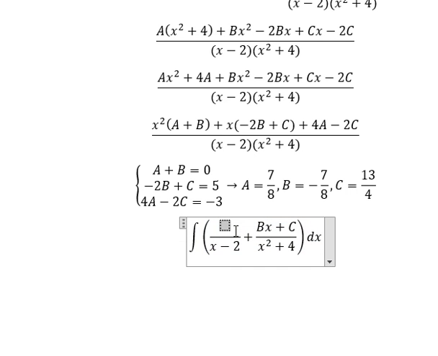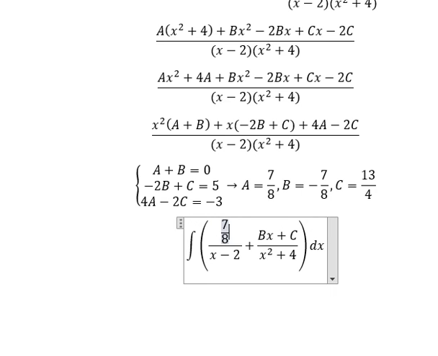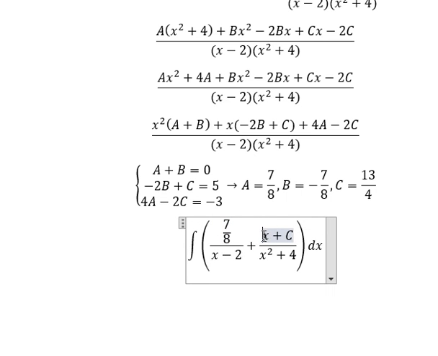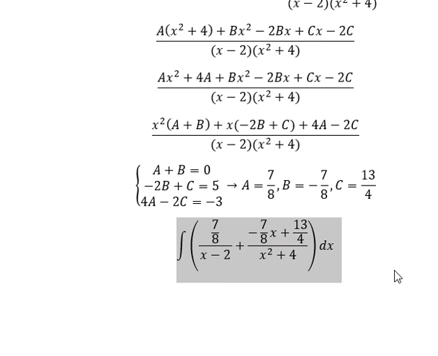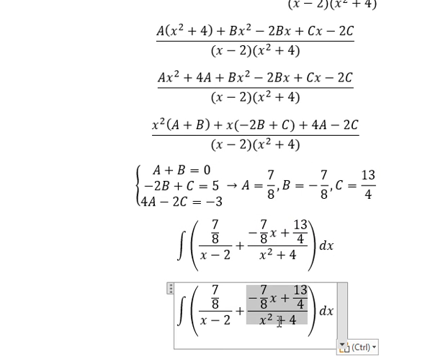So A equals 7 over 8. B is negative 7 over 8. And C is this one. So we can separate them in here.